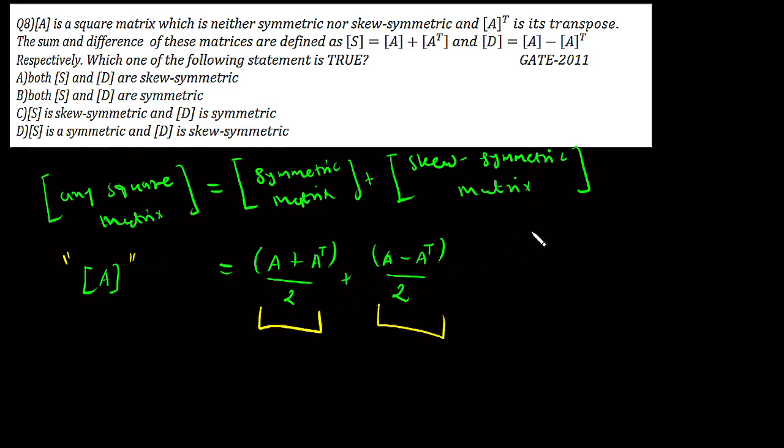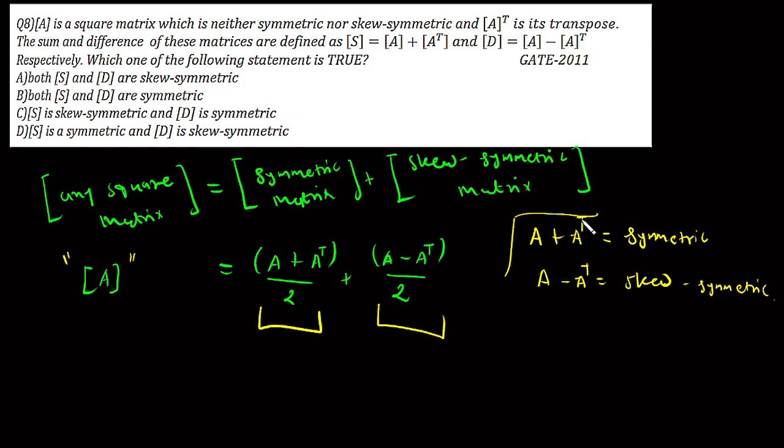Now in the general way I can say, if I add the transpose of any square matrix and the original matrix, then it will give me a symmetric matrix. And if I subtract the transpose of any matrix from the matrix, then it will give me a skew symmetric matrix. This is a basic fundamental concept in linear algebra.